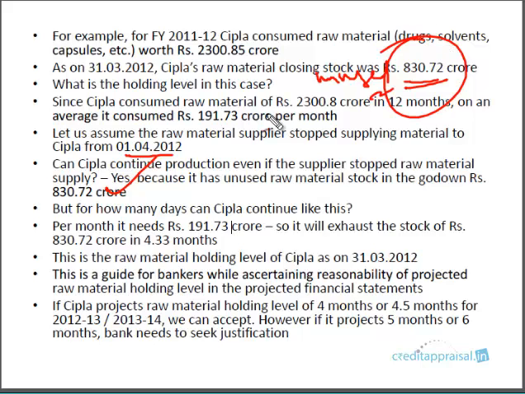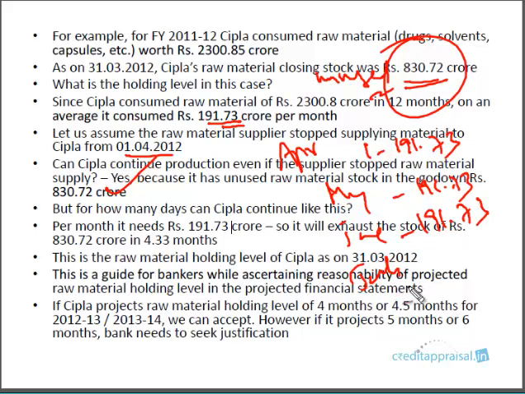For how many days it can do? So per month it is consuming 191.73. Now it has in the godown 830.72 crores of raw material. So how many months it can continue? This stock is going to be exhausted. In the first month, that is April, it's going to consume 191.73. Let us assume, right? Then in May, another 191.73 on an average. Then June, we are expecting another 191.73. July, another 191.73, right?